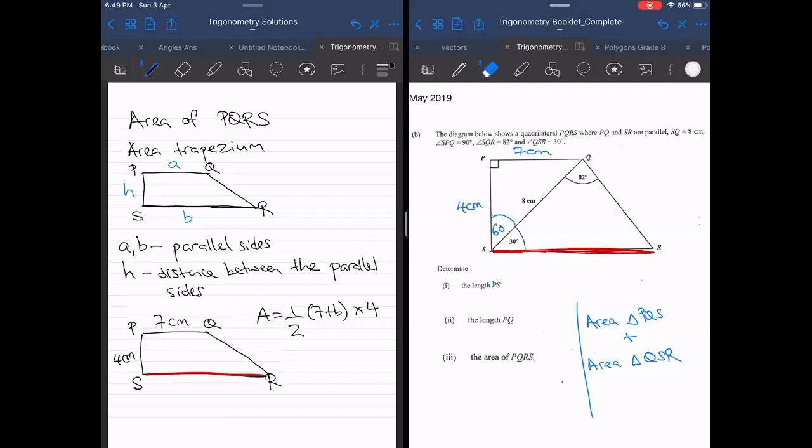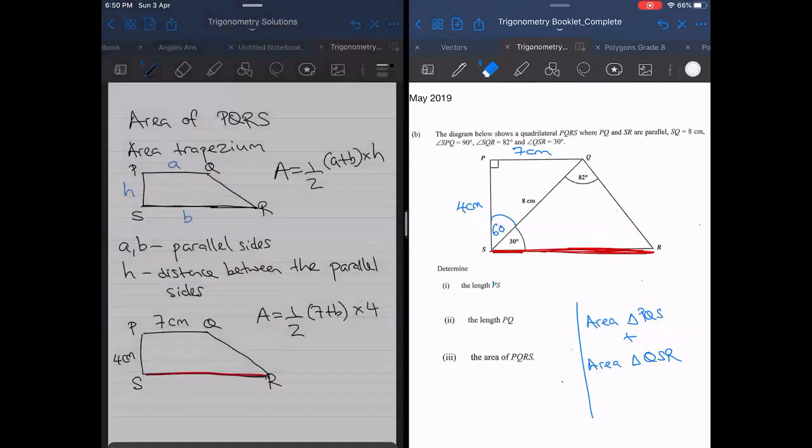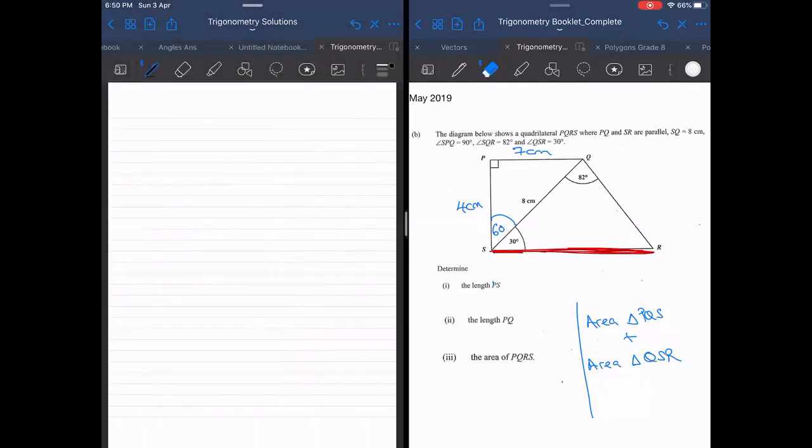Okay, just giving persons a chance to write off. Remember the general area is a half, A plus B, times H. If anybody needs me to go back, let me know.